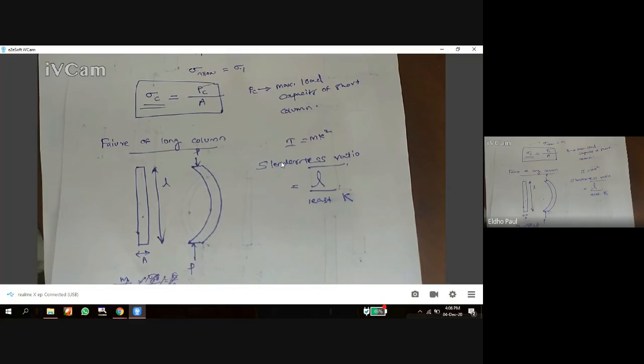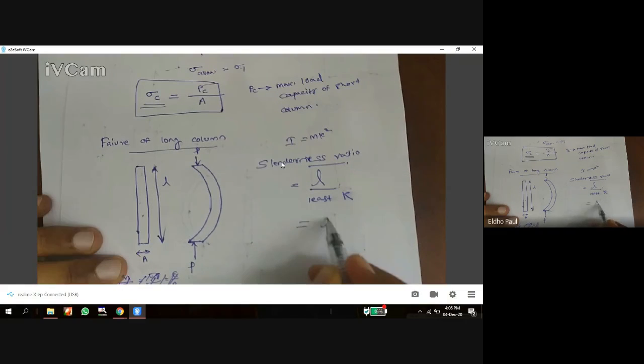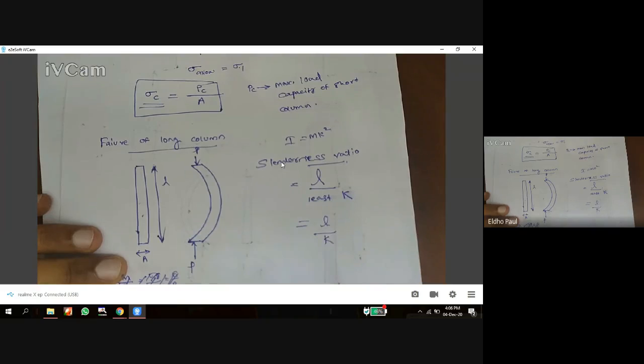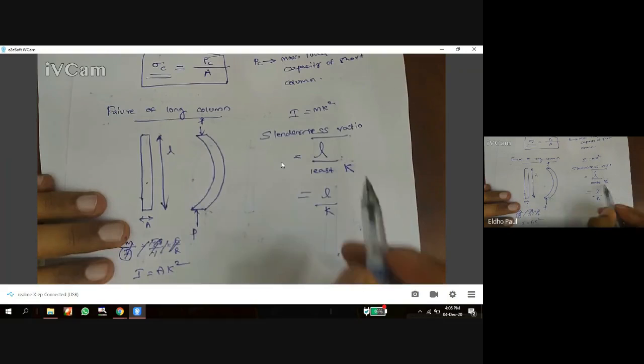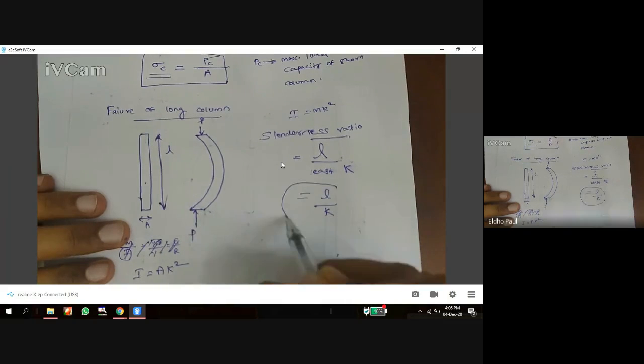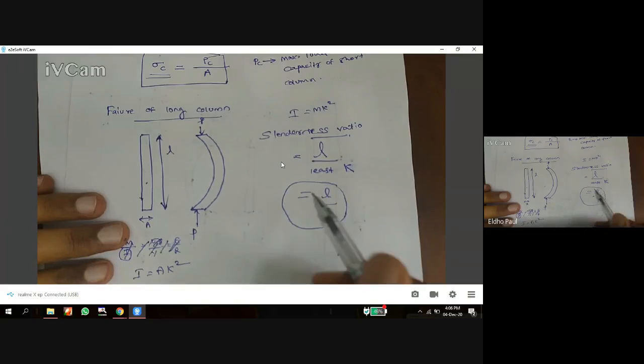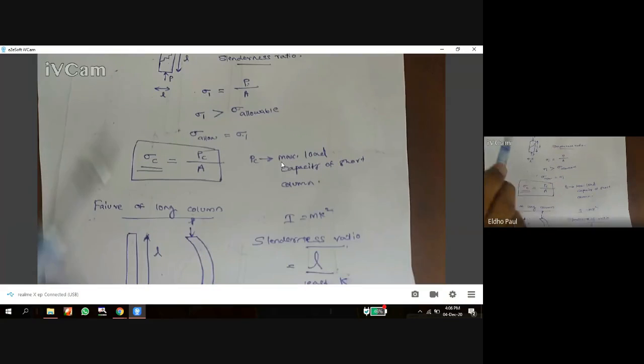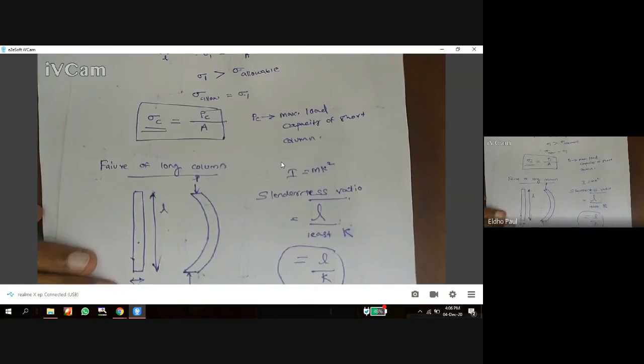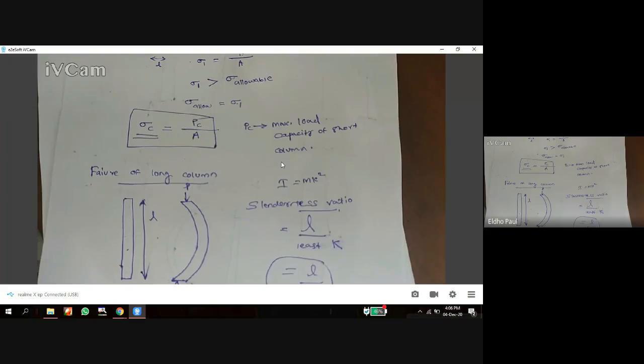Okay, so we can say slenderness ratio is equal to L by K. Based on this ratio, we can identify whether this column is a long column or a short column. Okay, so we take around a value of 8. If it is greater than 8, then we consider it a long column. If it is less than 8, then we can consider it a short column.